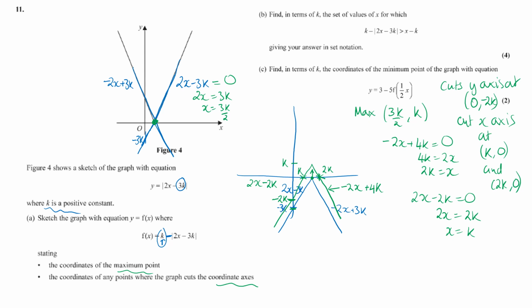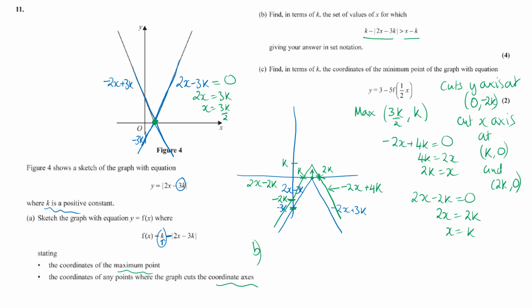Right, so that's just part A, isn't it? Part B. Find in terms of k the set of values where the graph that we've just drawn has to be bigger than x minus k.